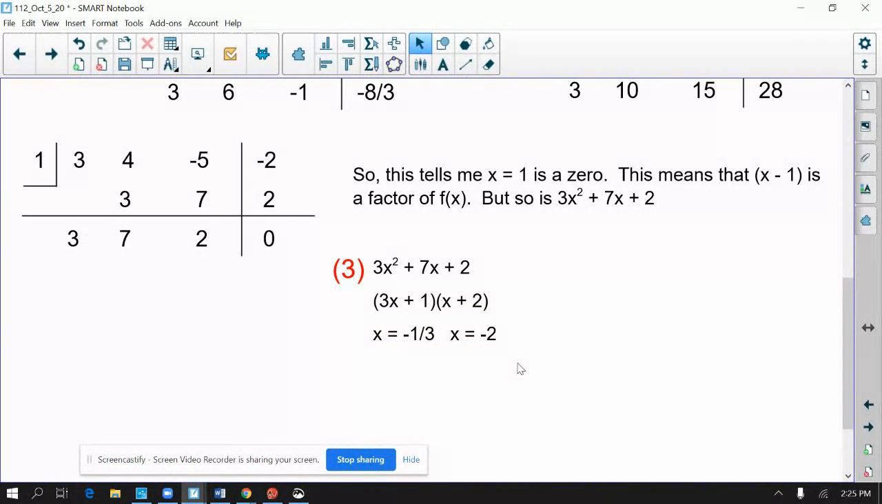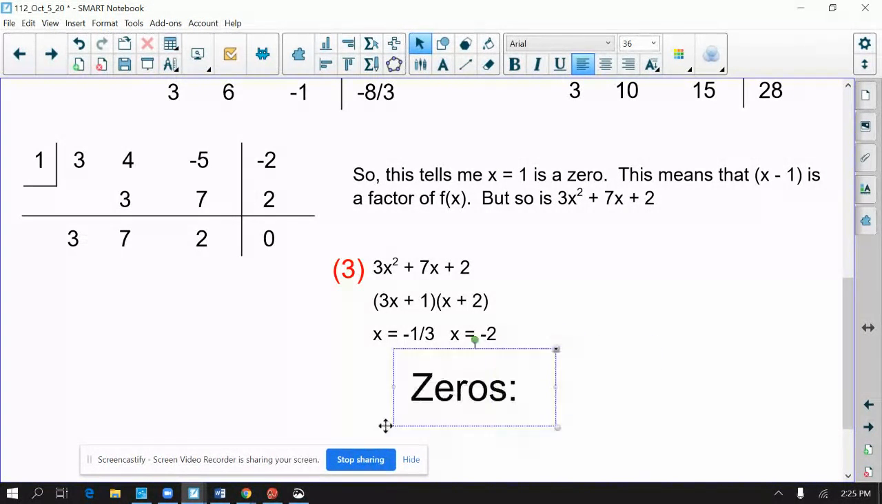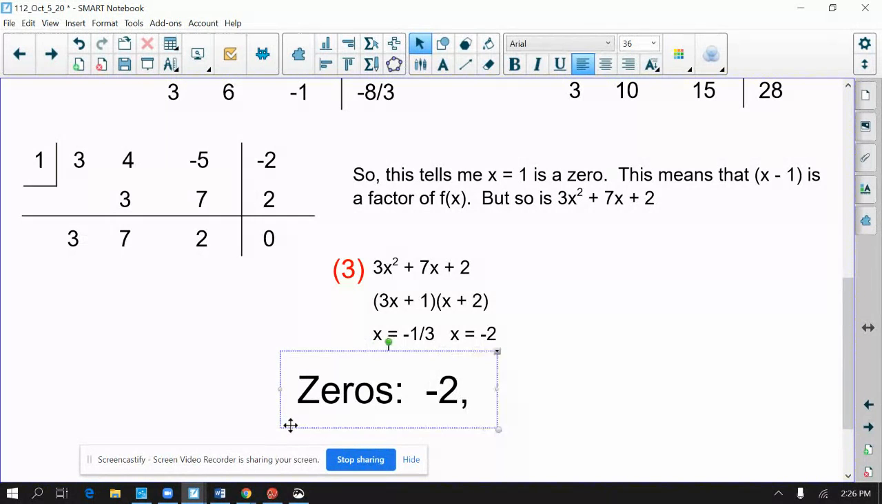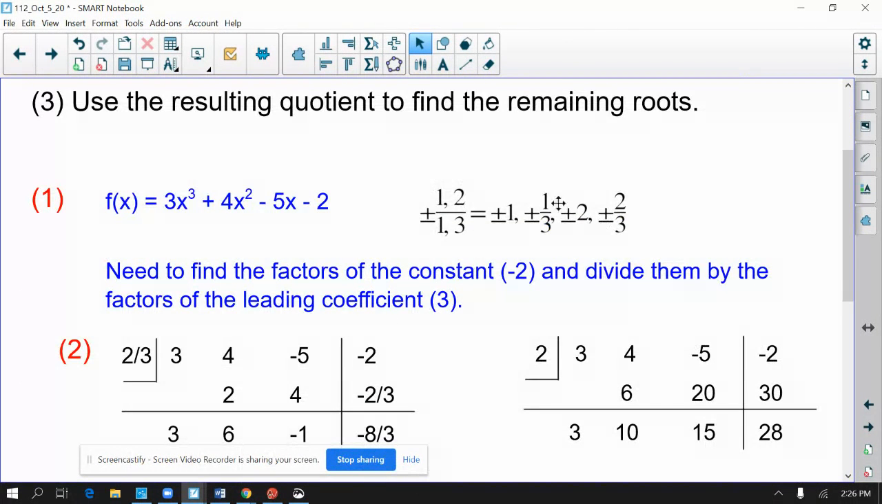So there are indeed 3 unique zeros. They are -2, -1/3, and +1. They're all real and they're all rational. So they were all in this list: -2, -1/3, and +1.